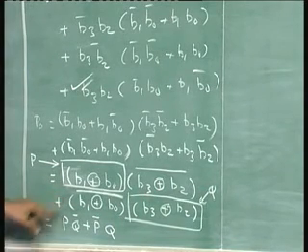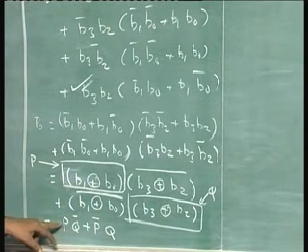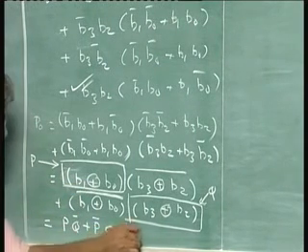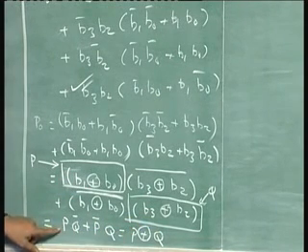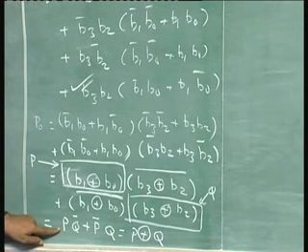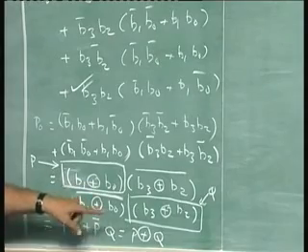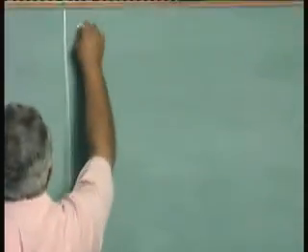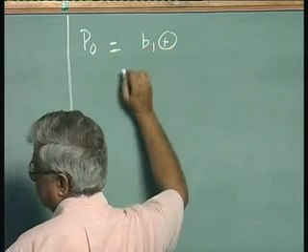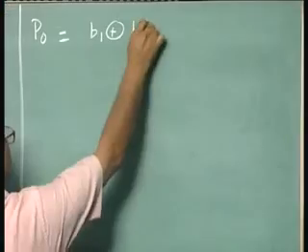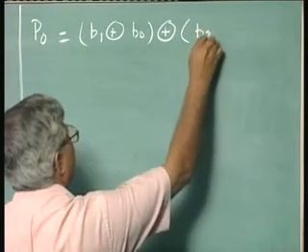That means really it is B1 exclusive OR B0. This is nothing but P exclusive OR Q, correct? This is P exclusive OR Q, P Q bar or P bar Q. So P is nothing but B1 exclusive OR B0, Q is nothing but B3 exclusive OR B2. So the whole P R is B1 exclusive OR B0, whole exclusive OR B3 exclusive OR B2.